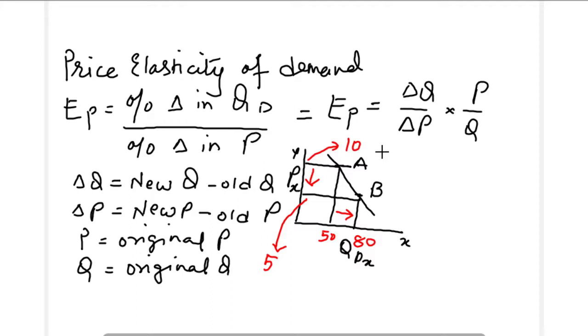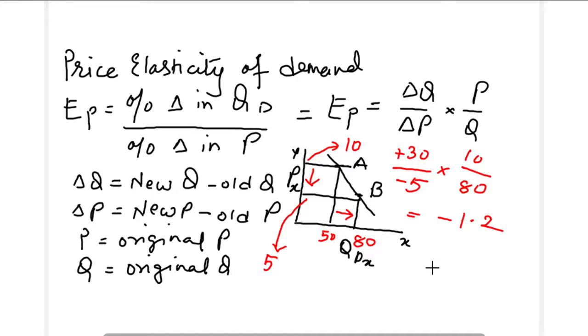Say for example, we get plus 30, that is, new demand is 80, old demand is 50, so 80 minus 50 gives us 30. Similarly, the new price is 5 minus the old price 10, and therefore we arrive at minus 5, multiplied by the original price, which is 10, and the original quantity, which is 80. When we solve this, we arrive at minus 1.2.